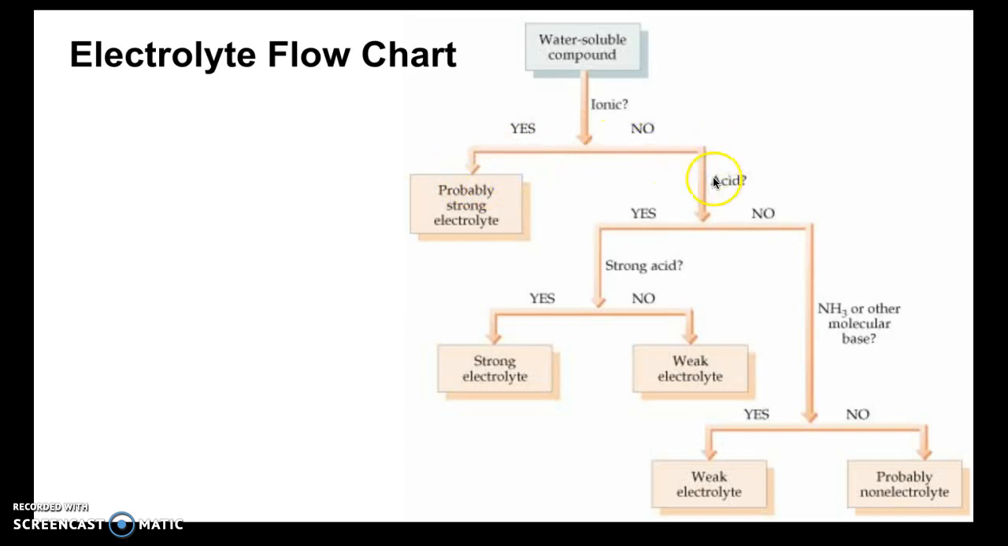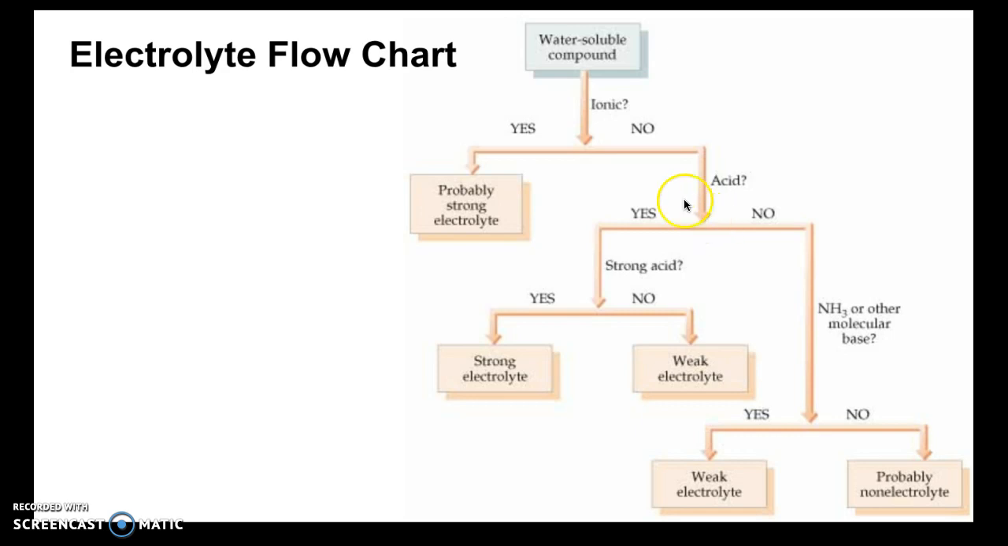If it's not an ionic compound, the next question you want to figure out is if it's an acid. And if you say yes, it's an acid, then you want to know, is it a strong acid? If the answer to that is yes, it's a strong acid, then you know it's a strong electrolyte. Strong acid, strong electrolyte. If you found out that it was an acid, but it wasn't a strong acid, then it's a weak electrolyte.